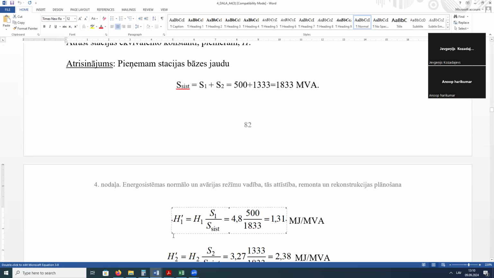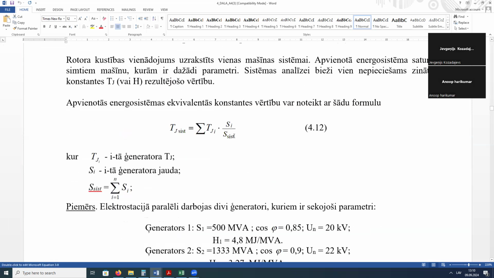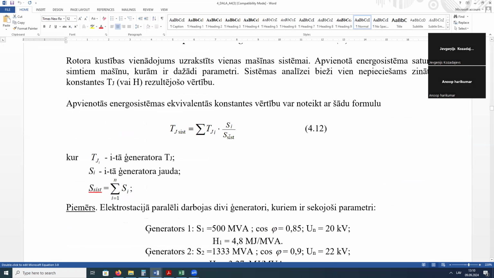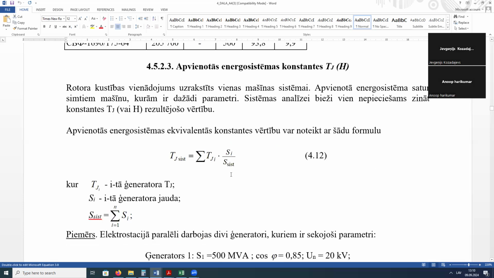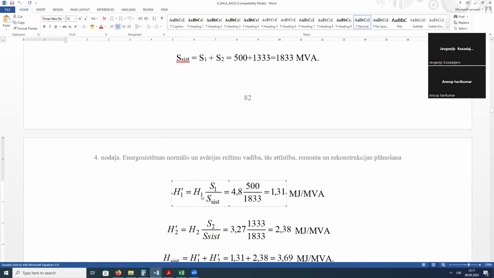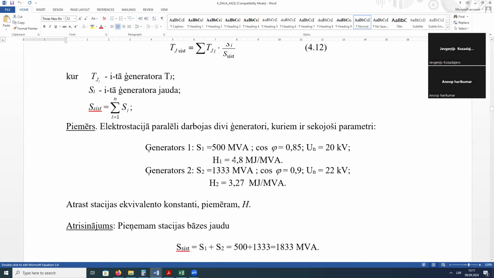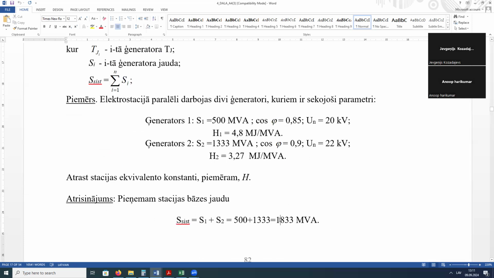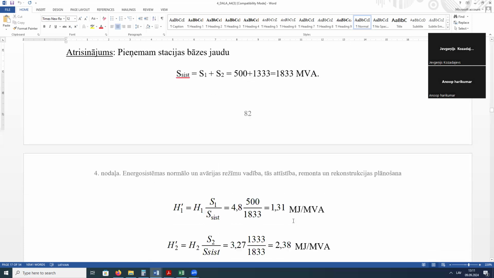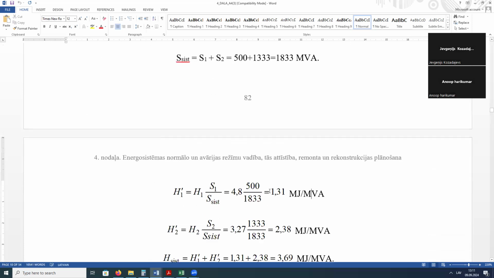So this part for the first, because it is a sum: H1 multiplied by S1 divided by S system. So 4.8 multiplied by 500 and divided by 1833. Here we go, and the result is 1.41.